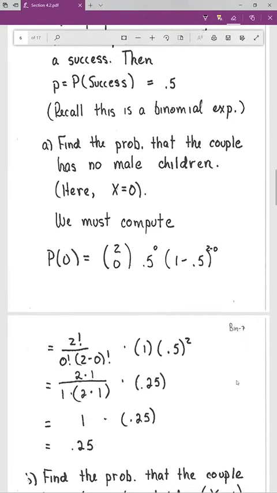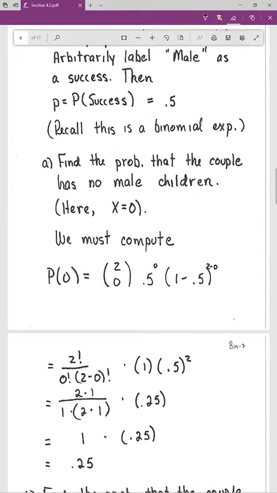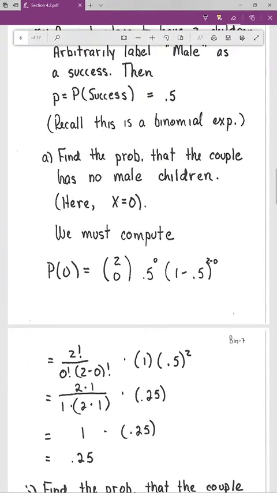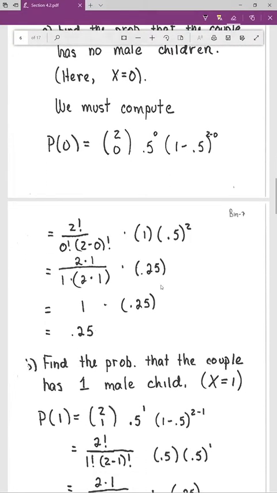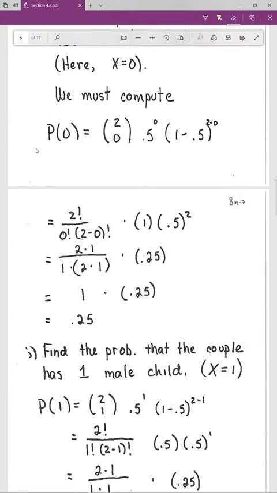Using our binomial formula, P of 0 equals 2 choose 0, times our p, 0.5 raised to the 0, which is x, times 1 minus 0.5 to the 2 minus 0. From here, we are just going to calculate and simplify until we get our probability of 0 to equal 0.25, or 25%.